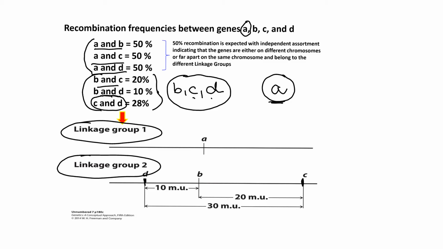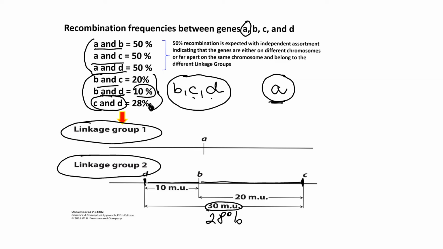And you see that gene B is closer to gene D. It's only 10% recombination, compared to gene C. So the distance between B and D is 10 map units, and between B and C is 20 map units, which gives you 30 map units. However, look here, the recombination frequency you observed was 28%, meaning it would give you 28 map units. So why is it 30?